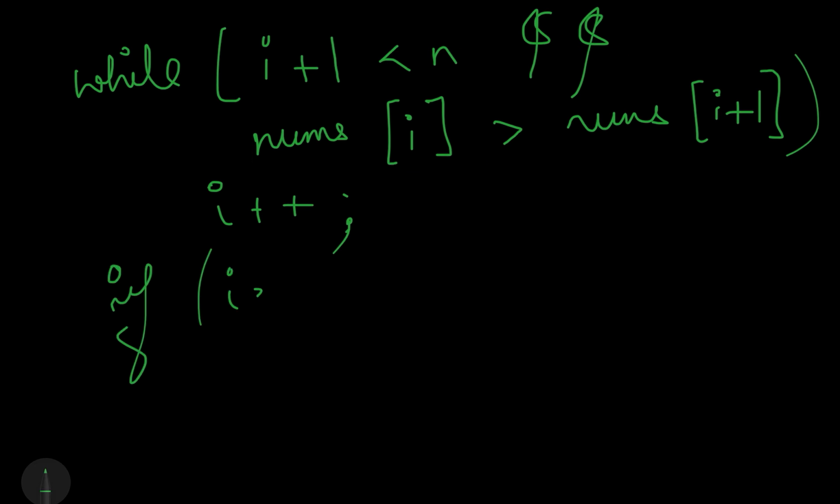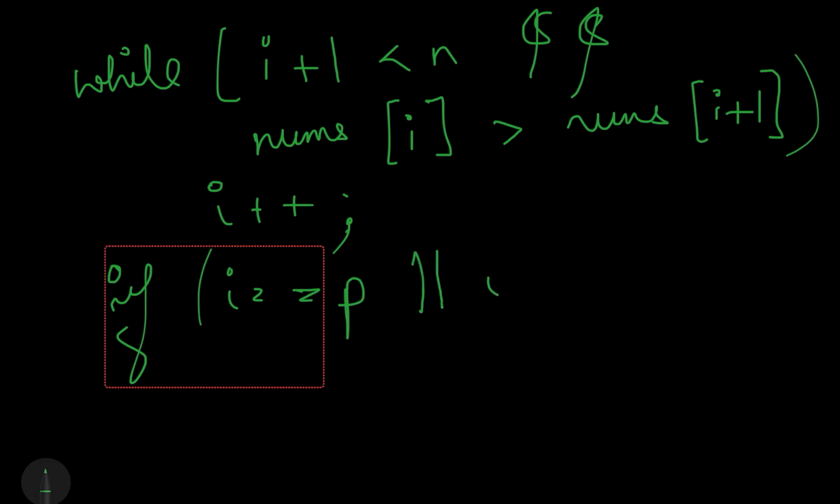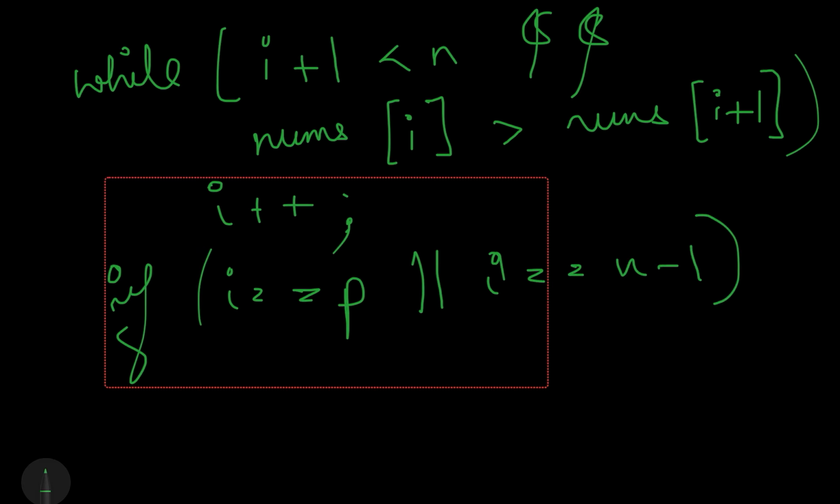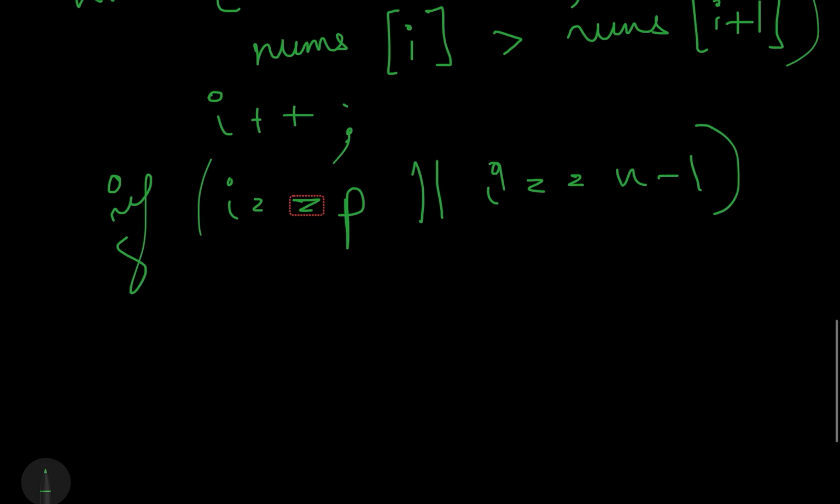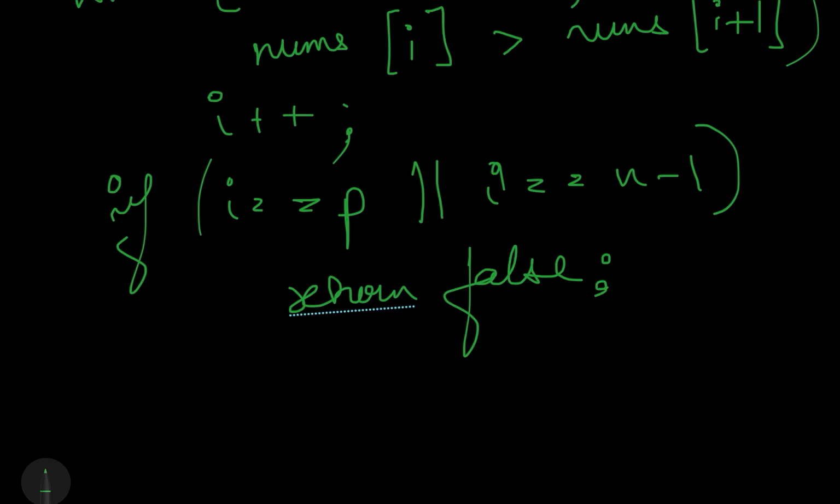Now again we check if our I is equal to p, that means it has not decreased, or if it has gone till the end, that means we don't have any value left for our third phase, which is strictly increasing again. In that case we'll return false.